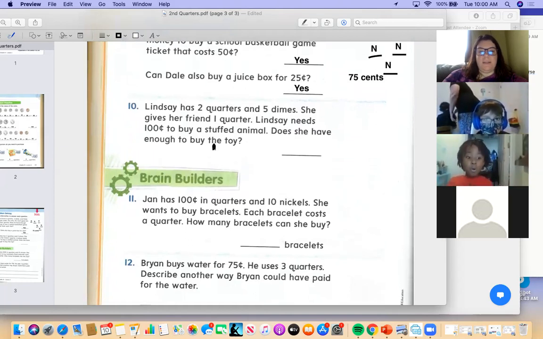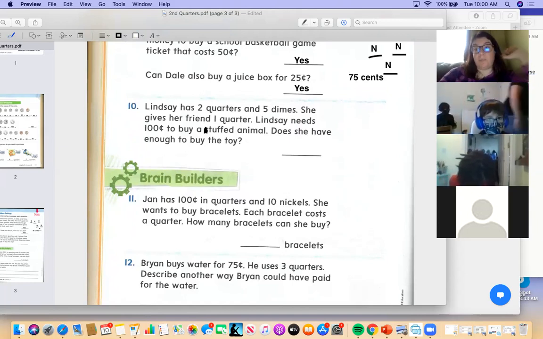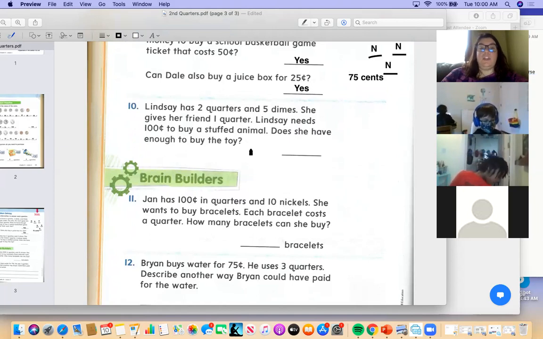Yes, you can. Lindsay has two quarters and five dimes. She gives her friend one quarter. Lindsay needs 100 cents to buy a stuffed animal. Does she have enough? So this is like a multi-step problem. We got to figure out how much she has. Then she gives away. And then she needs so much money.